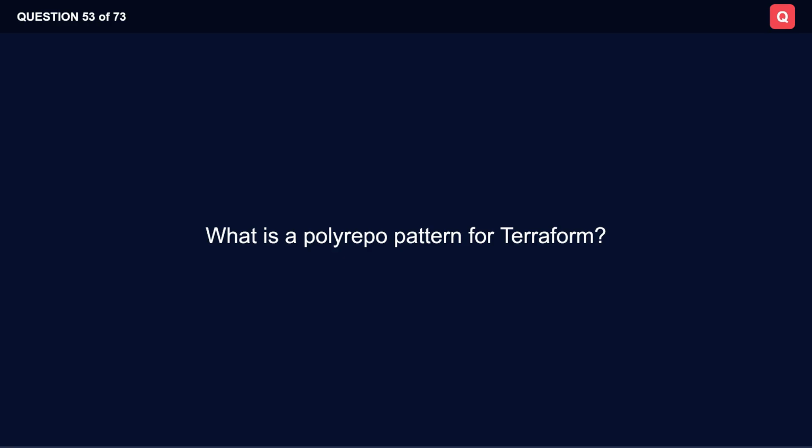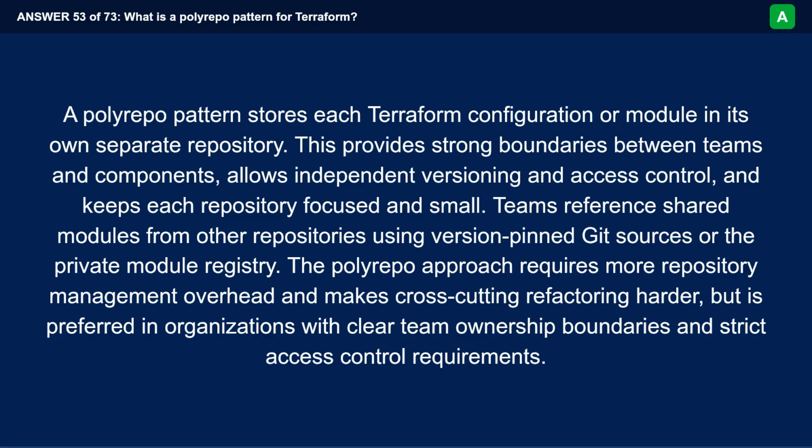What is a polyrepo pattern for Terraform? A polyrepo pattern stores each Terraform configuration or module in its own separate repository. This provides strong boundaries between teams and components, allows independent versioning and access control, and keeps each repository focused and small. Teams reference shared modules from other repositories using version-pinned Git sources or the private module registry. The polyrepo approach requires more repository management overhead and makes cross-cutting refactoring harder, but is preferred in organizations with clear team ownership boundaries and strict access control requirements.